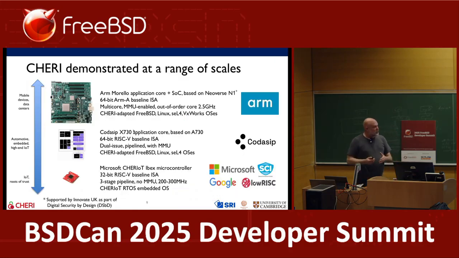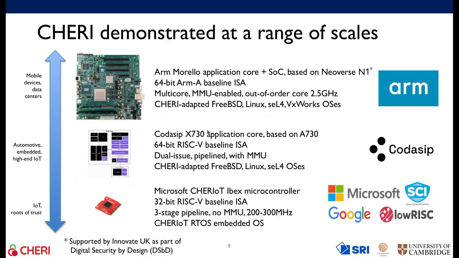So CHERI has been demonstrated at a wide range of scales in terms of actually building physical things. So I'm demonstrating today on a Morello box. This is an ARM Morello prototype CPU. It's got four cores based on the Neoverse N1. This is the design that's the basis for the first generation Graviton servers in AWS. So it's a, at the time, best of class superscalar core.